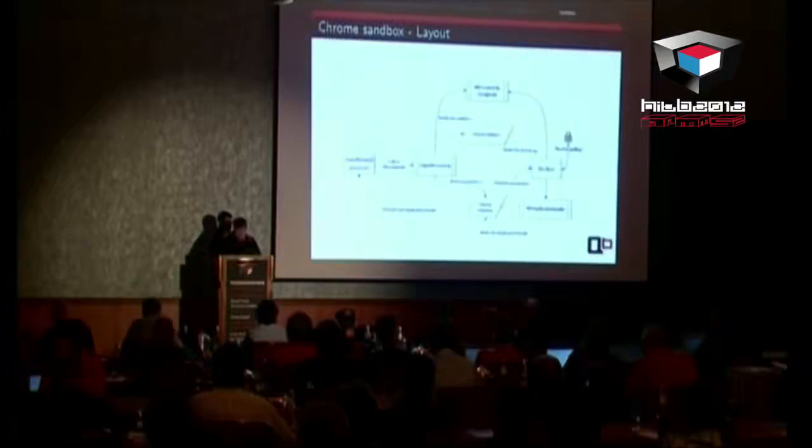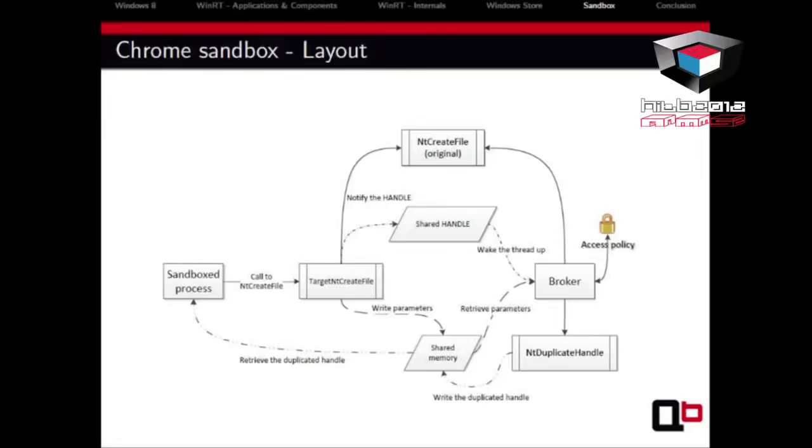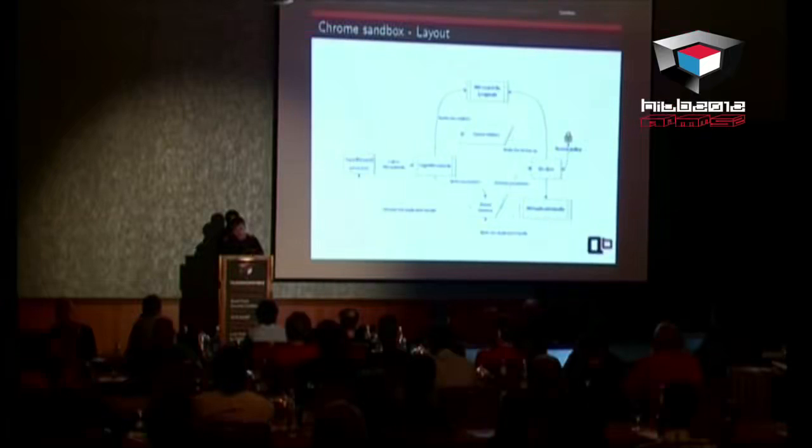So let's sum up all the things. This is the Chrome layout. Imagine the sandbox process wants to open a file. It will in fact call the target NtCreateFile, which first tries to create the file with the sandbox's rights. Of course, if it fails, it will write parameters in shared memory and notify the shared handle to tell the broker that it has something to do.